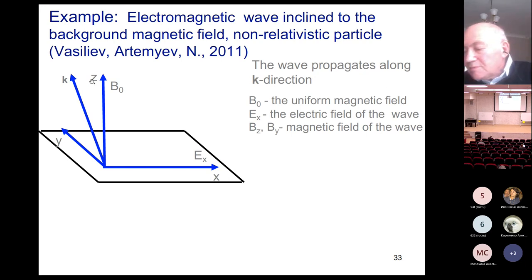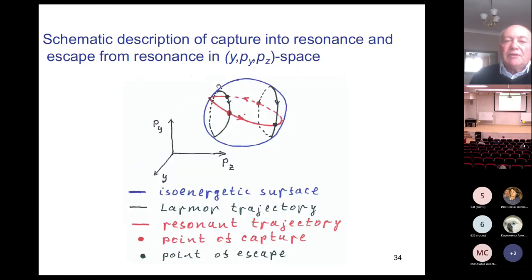One of them, when we have a background magnetic field and the wave propagates collinear to this magnetic field. And when we average over the wave, then the effect of the wave disappears. So we start to move perpendicular to this magnetic field, but we can be captured by the wave and propagate together with the wave. And I will describe very briefly what we have here.